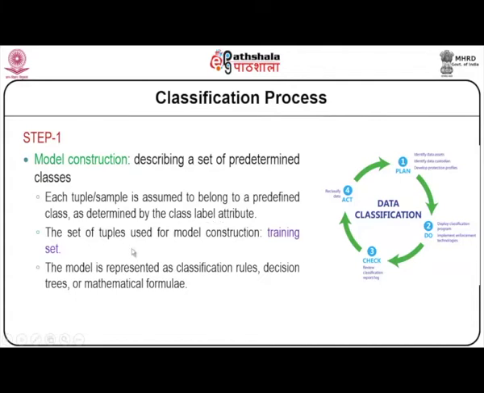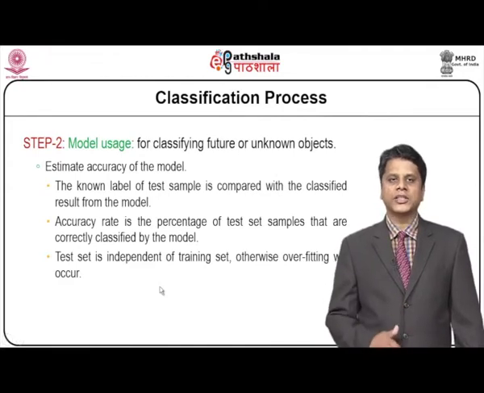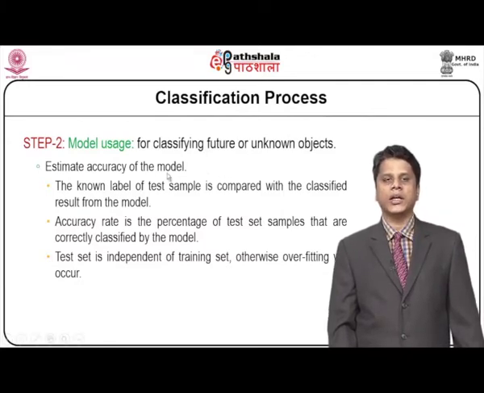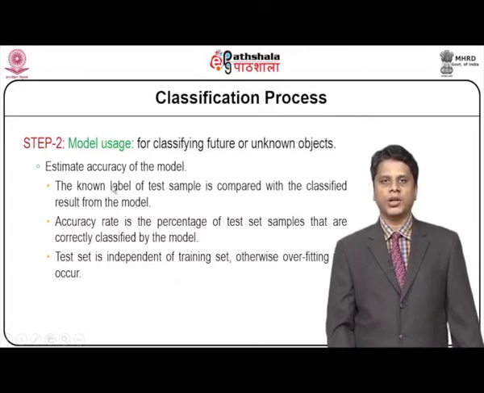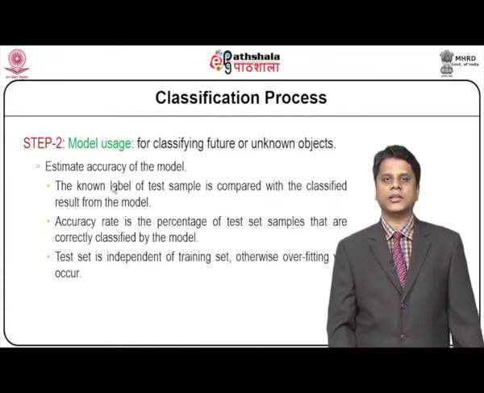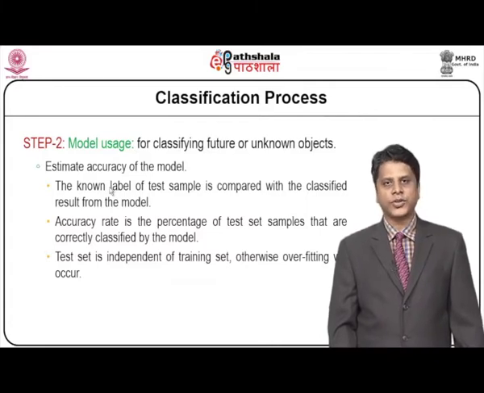So, the set of tuples used for model construction, we name it the training set. This we have already seen. The model is represented as classification rules, decision trees or mathematical formulae. And after having created this model, we use the model now for classifying future or unknown objects, whereby we estimate the accuracy of the model. For a given test set, if the class label is found to be as accurate as possible with the desired result, then we say it is more accurate for the given list of class values.